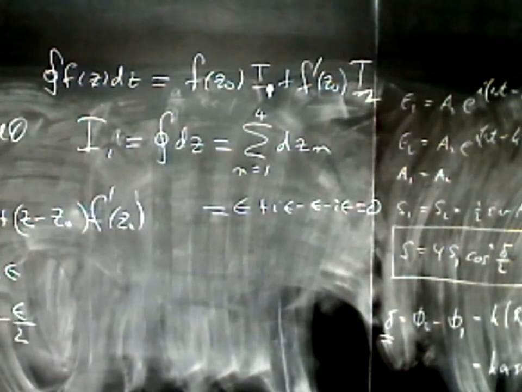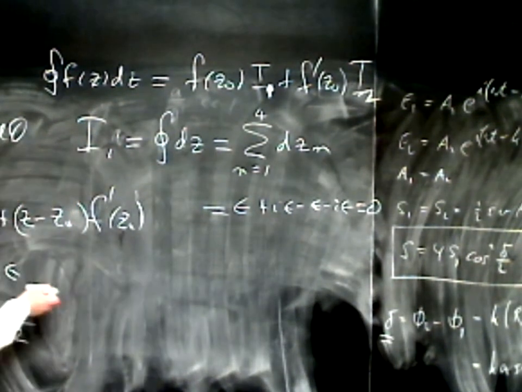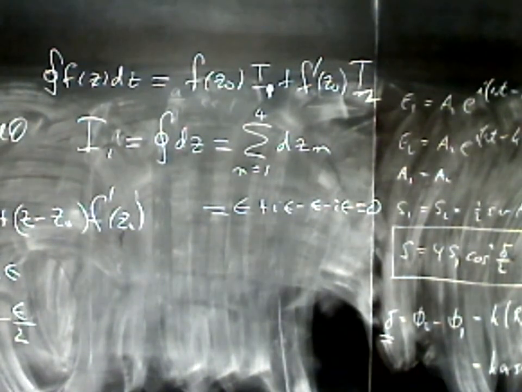The reason why it's 0 is that we're summing up displacements that take us from this point to this point, then to this point, and then to this point. So altogether, you're going nowhere. That's why it's 0. Any questions?